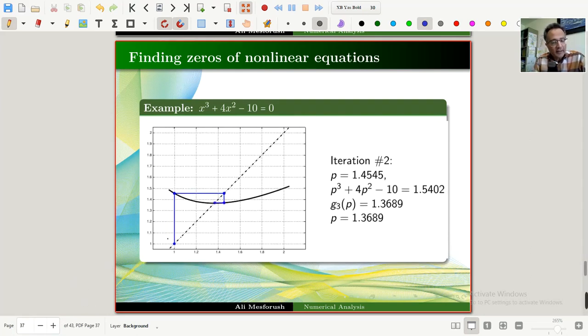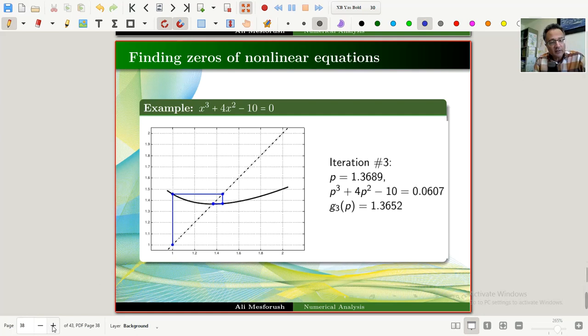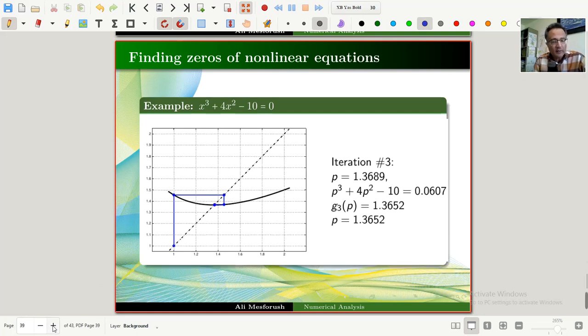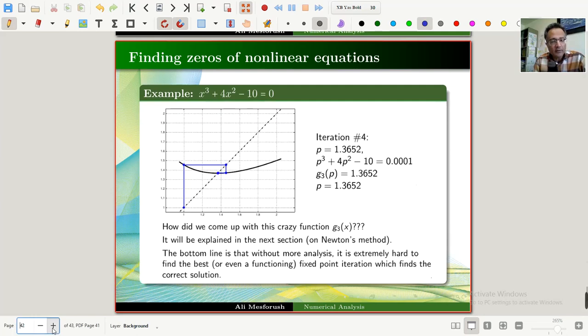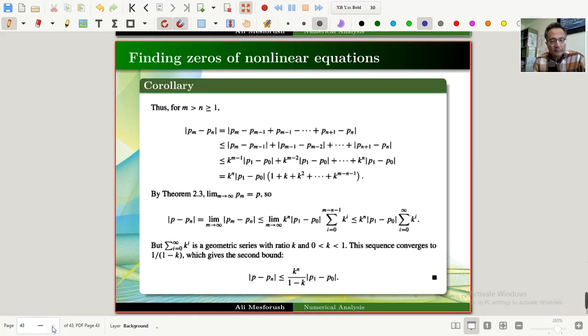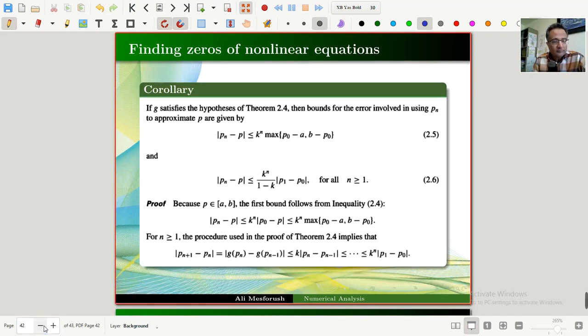Then go to the left until we intersect y equal to x, and we continue in the same way. We continue until we arrive at the final point.